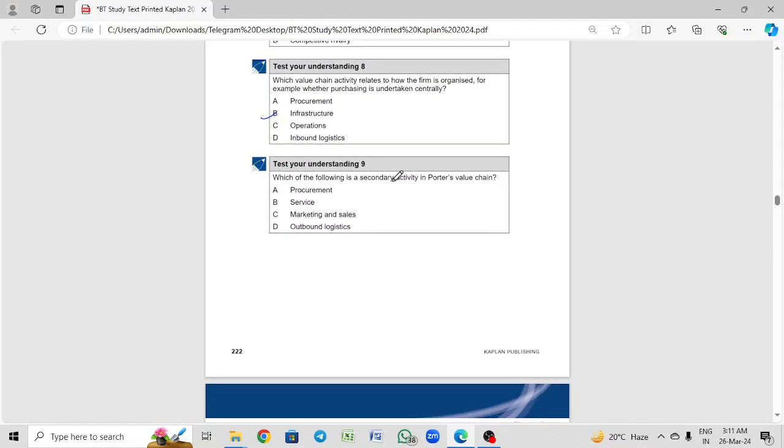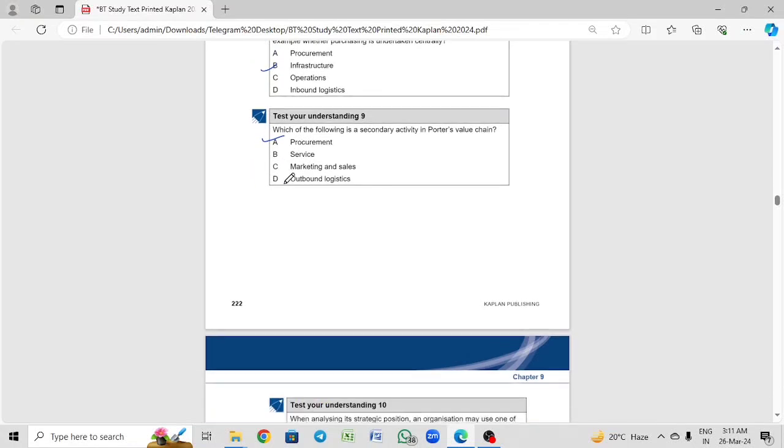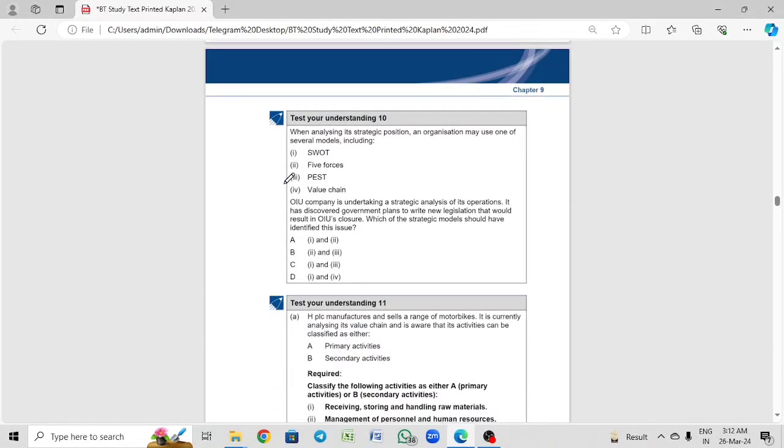Which of the following is a secondary activity on Porter's value chain? Procurement, service, marketing and sales or outbound logistics. So it is procurement, okay. Procurement is not just about procuring the raw material but also about the non-current assets. Okay, now test to understand number 10.